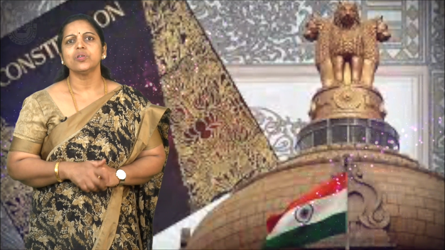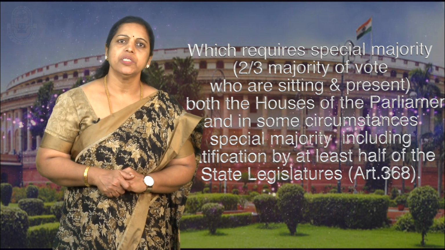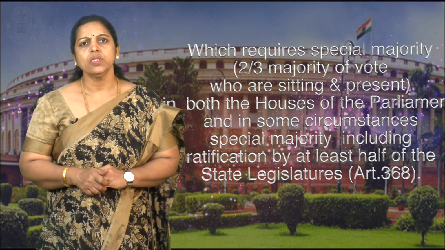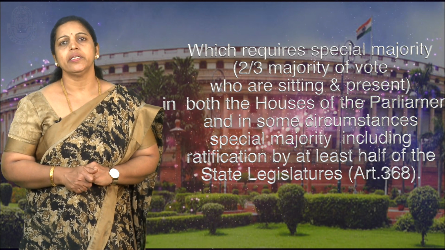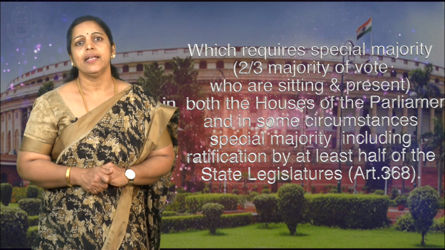Some provisions of the Constitution can be amended by the simple majority procedure as is followed for enacting ordinary laws, while the rest of the Constitution is amended by a special procedure that is more difficult and technical, which requires a special majority, that is a two-thirds majority of members who are sitting and present in both the houses of the Parliament, and in some circumstances a special majority including ratification by at least half of the state legislatures.